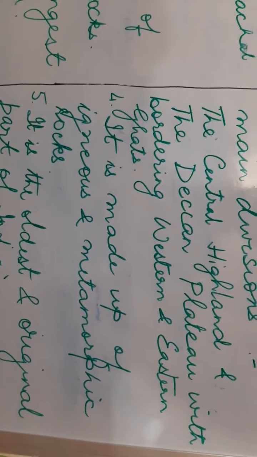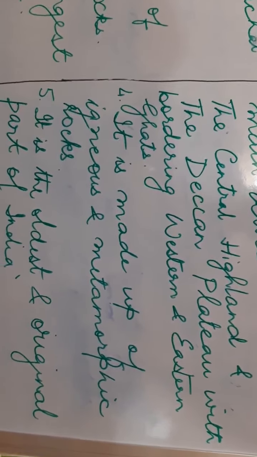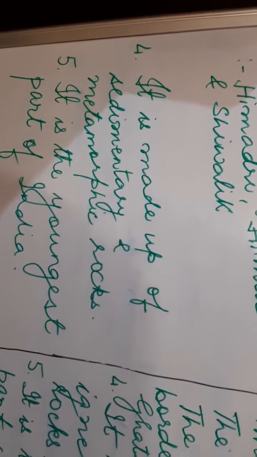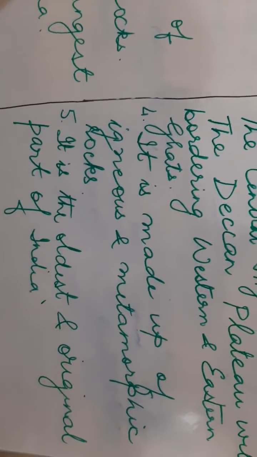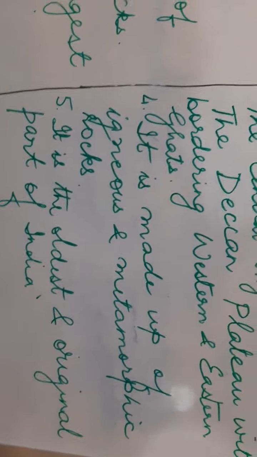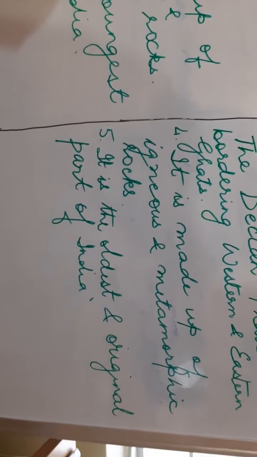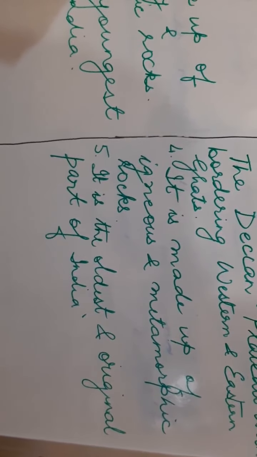Then the fourth point, it is made up of sedimentary and metamorphic rocks, and this side it is made up of igneous and metamorphic rocks. Metamorphic rock is common for both of them, and in Himalayas it is sedimentary and this side it is igneous. Then the next point, it is the youngest part of India, and this side it is the oldest and original part of India.